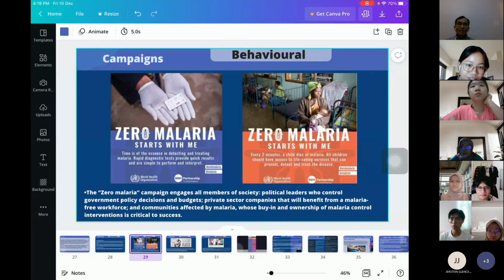This is the campaign that has been brought up by WHO, World Health Organization. The Zero Malaria campaign starts with me. It engages all members of society, political leaders who control government policy decisions and budgets, private sector companies that will benefit from a malaria-free workforce, and communities affected by malaria.